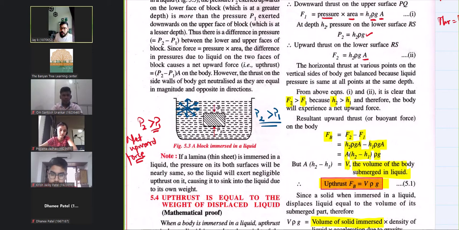So what will be the net force? P2 minus P1. The net pressure is P2 minus P1. Now P2 is acting on an area A, and P1 is also acting on the same area A. So the upward force will be P2 times A, and the downward force will be P1 times A. Pressure times area is the force. The difference between the upward force and the downward force is the upthrust.